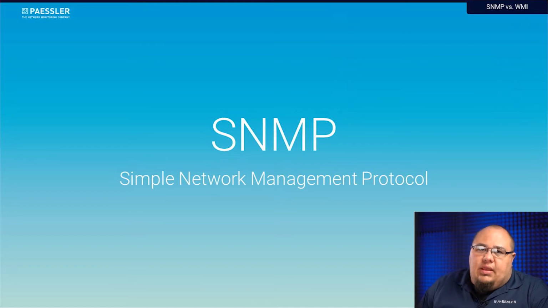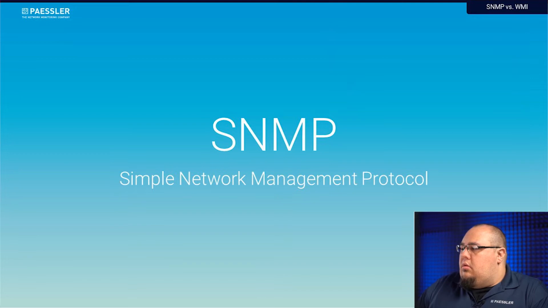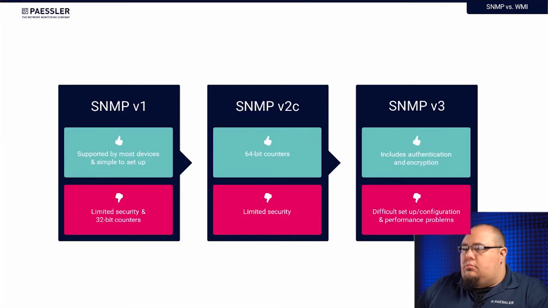Some of the other things with SNMP that I want to go over: the different versions that it has. So with SNMP we have three different versions. There's SNMP v1, SNMP v2c, and SNMP v3. With SNMP v1, this was the first iteration of it. It's still used by a lot of devices. A lot of legacy devices support only this version.